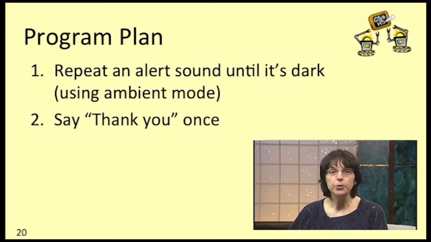So back to loops and sensors. We're going to write a program that will repeatedly play an alert sound until the color sensor detects that it's dark. We'll use ambient light intensity mode. And then the EV3 will say thank you one time.